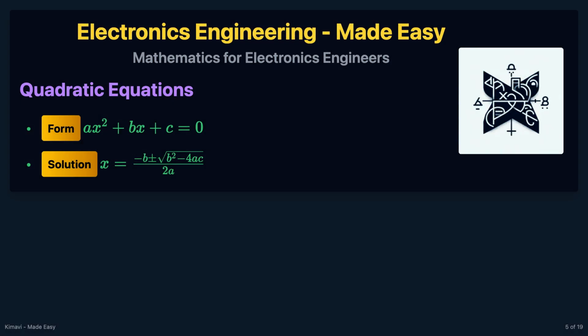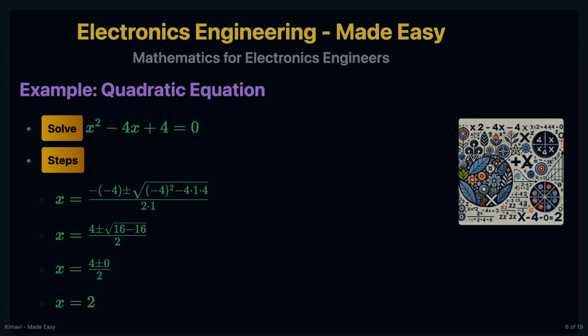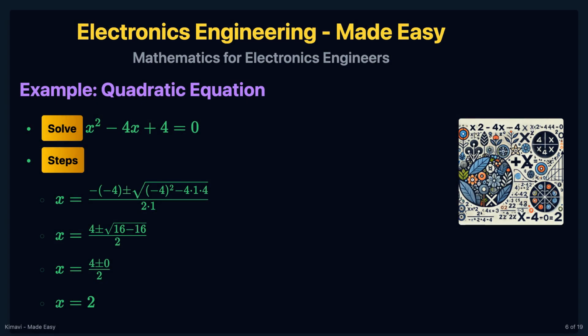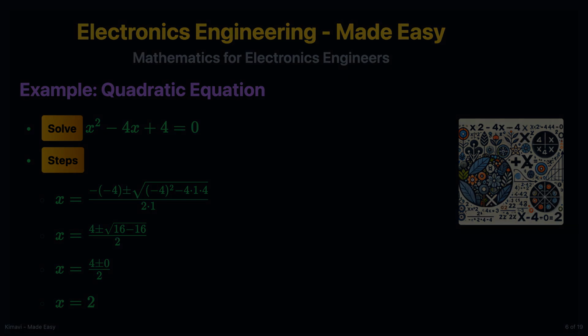Quadratic equations are second-order polynomial equations in a single variable x with the form ax² + bx + c = 0. The solutions can be found using the quadratic formula: x = (-b ± √(b² - 4ac)) / 2a. Let's solve the quadratic equation x² - 4x + 4 = 0. Using the quadratic formula, we substitute the values into the formula, which gives x = (4 ± √(16 - 16)) / 2. This simplifies to x = 2.